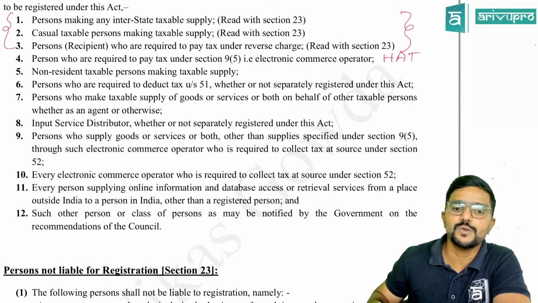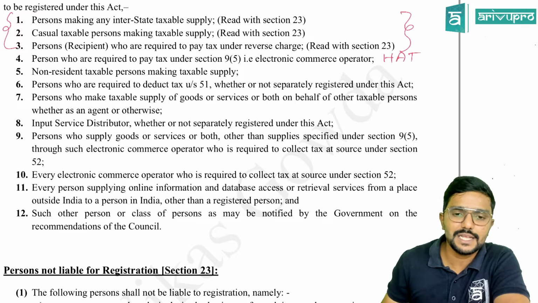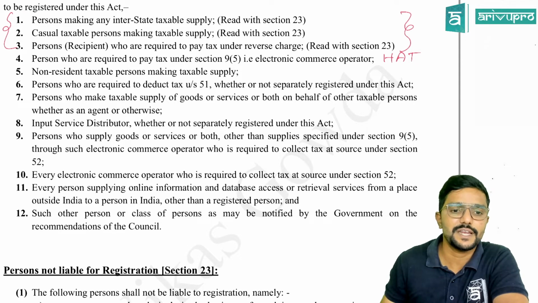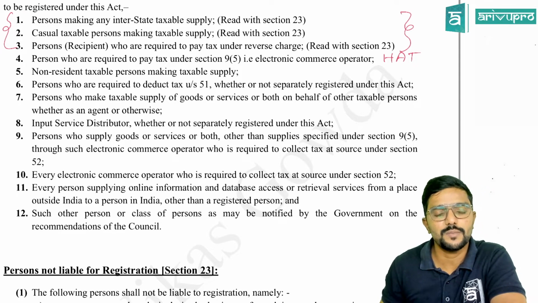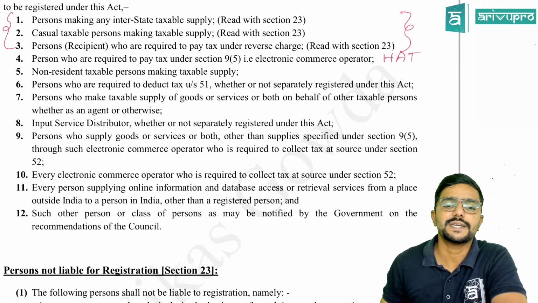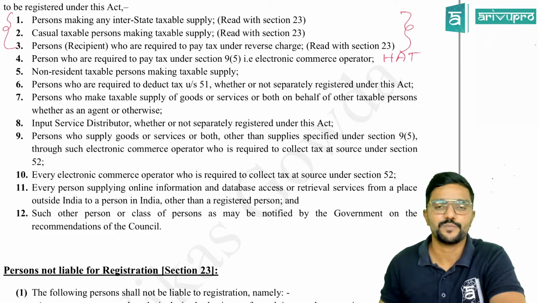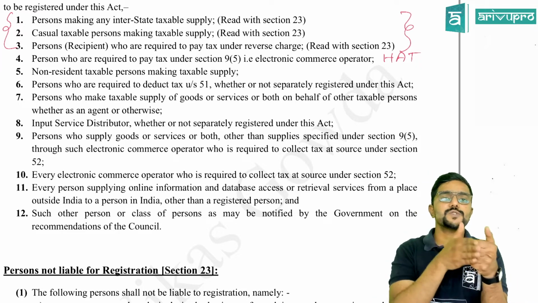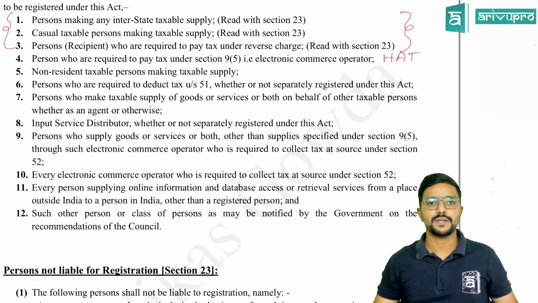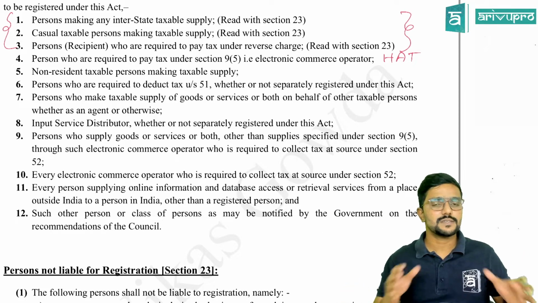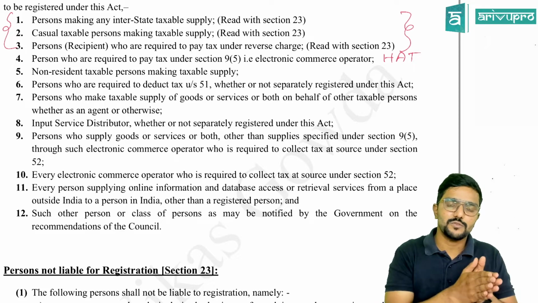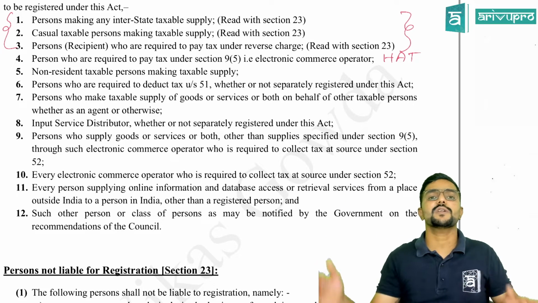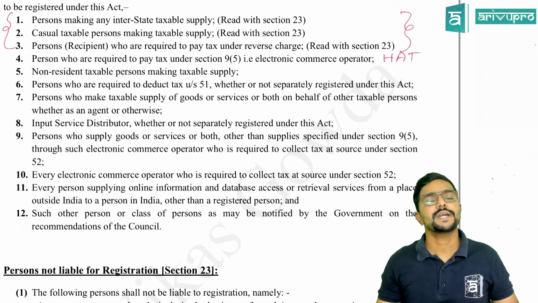Next, person who supplies goods or services or both other than supplies specified under section 9(5) through such electronic commerce operator who is required to collect tax at source under section 52. Now you are supplying some goods and services through an electronic commerce operator. In that case, the supplier who is supplying the goods and services through the electronic commerce operator has to get registered under GST. But three exceptions are there.